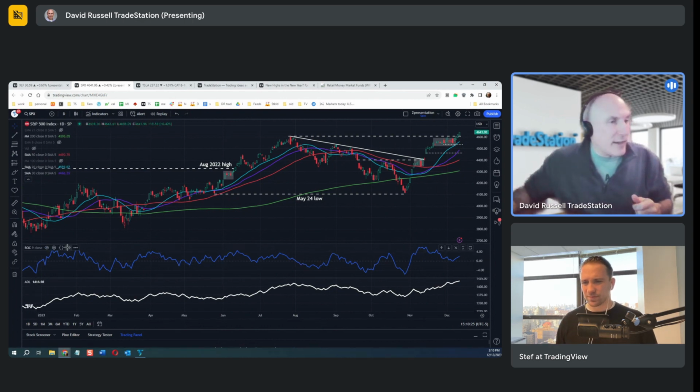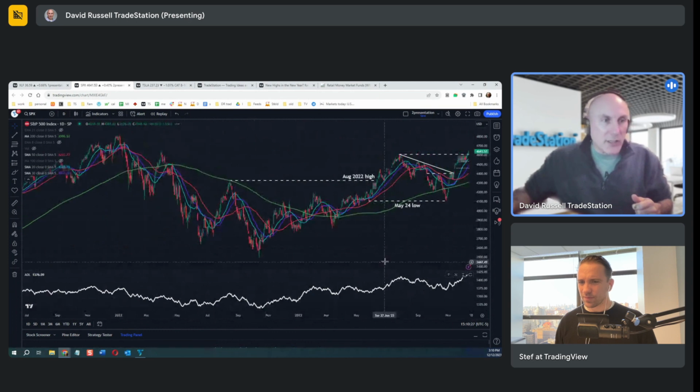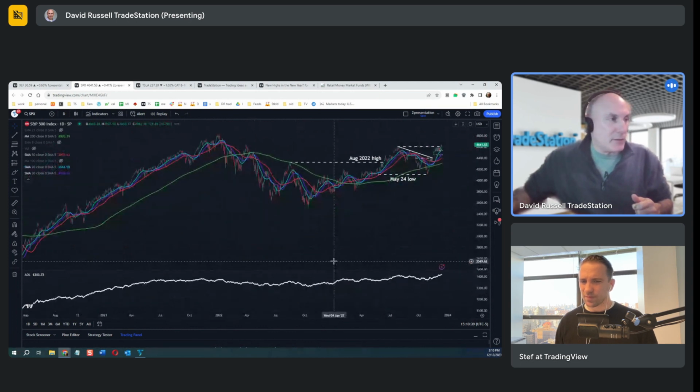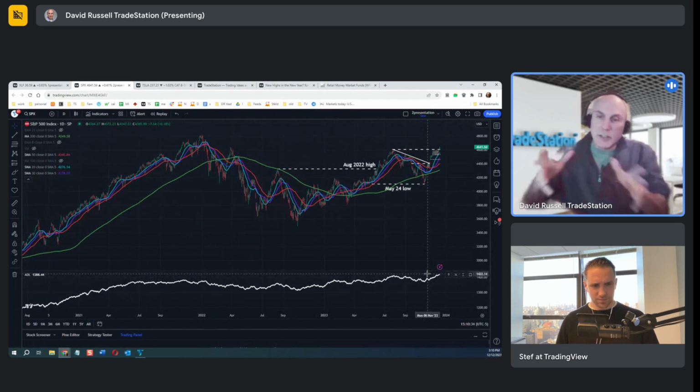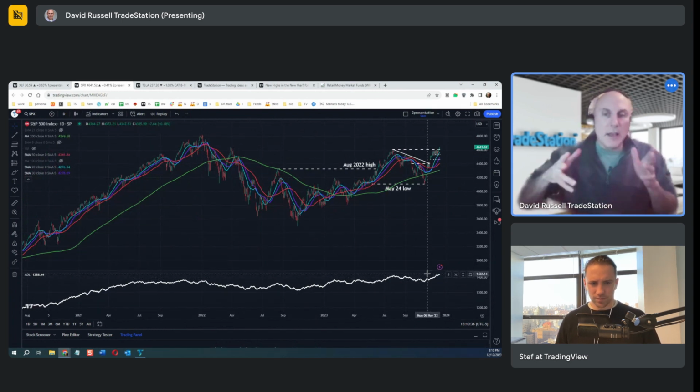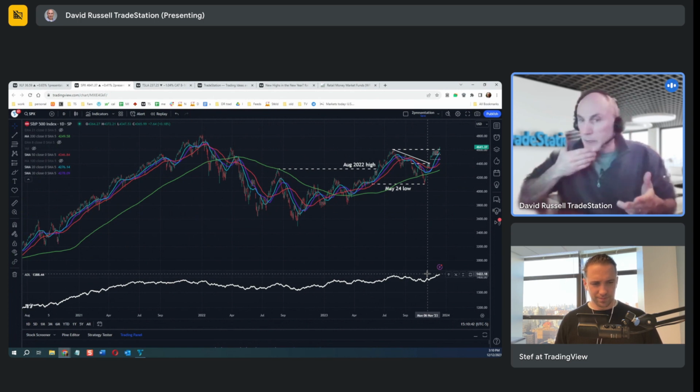Next, we have the advanced decline line, which, I believe, let me make sure, is hitting new highs. The advanced decline line, which tells us the participation in the market move, is hitting new highs. So this is also a bullish confirmation, a breadth-based confirmation. This is what people call market breadth.